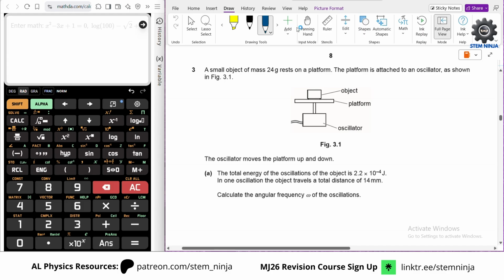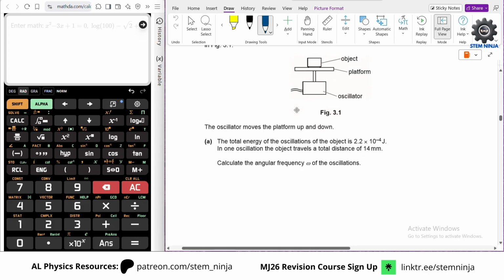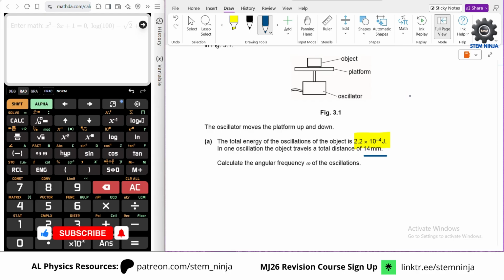Okay, so question number 3. A small object of mass 24 grams rests on a platform. The platform is attached to an oscillator as shown in figure 3.1. The oscillator moves the platform up and down. The total energy of the oscillations of the object is 2.2 × 10^-4. In one oscillation, the object travels a total distance of 14 millimeters. So total distance, this is not the amplitude. So we need the angular frequency of oscillations.